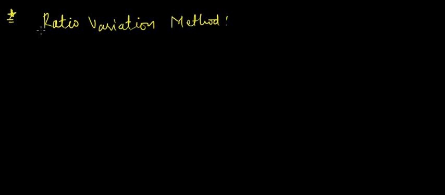Okay, hi guys. So in this lecture, we'll be seeing the ratio variation method. This is a part of the experimental methods for determining the order of reaction. So let's get started. This is the ratio variation method. It is also called the initial rate method.